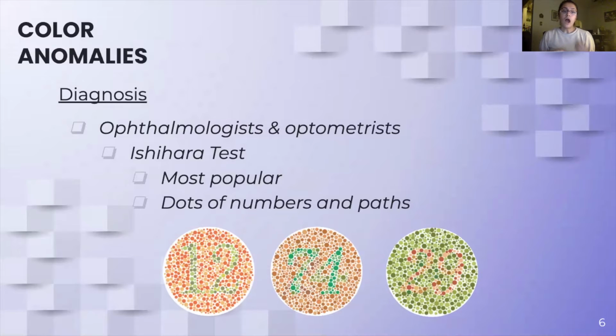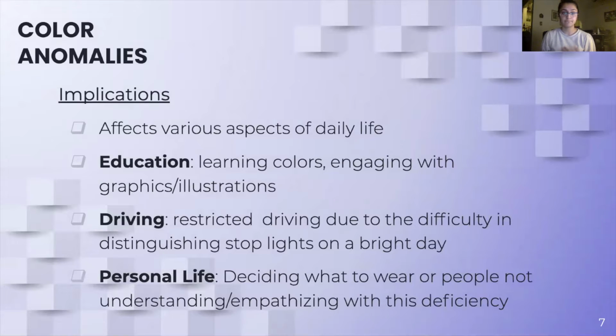You typically go to ophthalmologists and optometrists for diagnosis, but the Ishihara test is online as well. It's the most popular test, and essentially, it's colored dots of numbers and paths. And if you can't see those colored numbers and paths, you have some sort of vision deficiency.